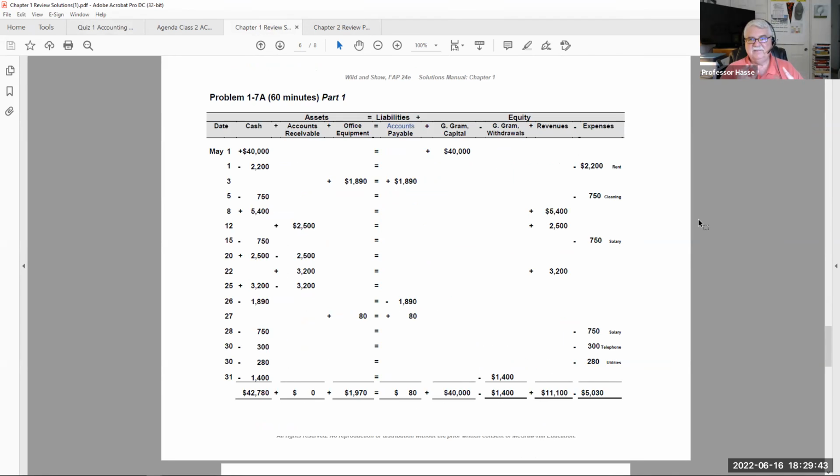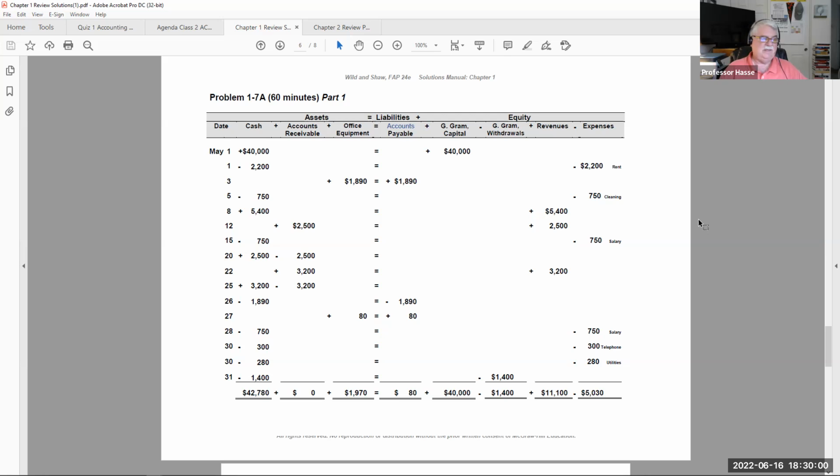Now, this is not an accounting transaction. This is not what you're doing in part 3 of quiz number 1. But what it's trying to do is show you how this kind of all works. This is what chapter 1's all about. Kind of show you what we're doing here.